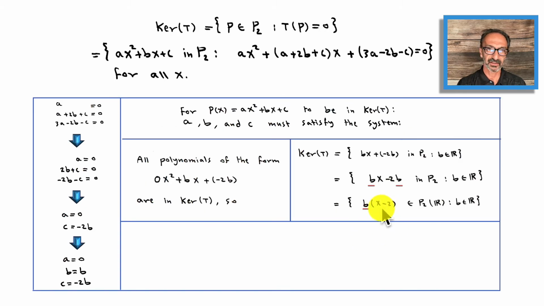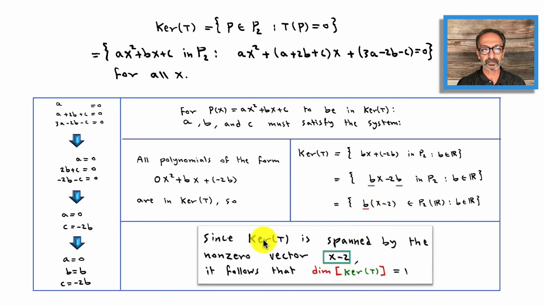So how do you identify the dimension? Well, it is simple once you get used to it. It's just one vector, x minus 2, and we have scalar multiplications of one vector. Since the kernel of T is spanned by the non-zero vector x minus 2, it follows that the dimension of the kernel is just 1. As I said, it is simple, but it's a new language. If you're not used to it, it will slow you down and you might start wondering what's the dimension. The dimension is how many linearly independent vectors in the basis of the kernel in this case.